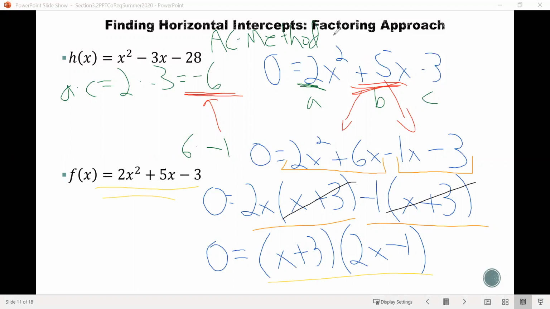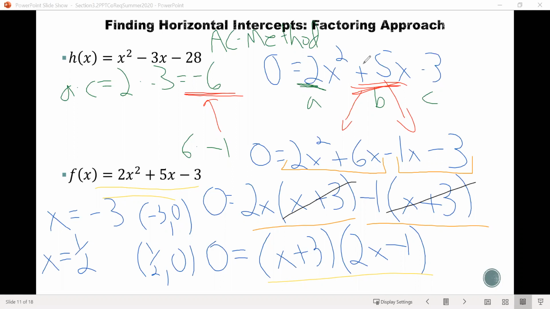The next thing then is to take each piece there and set it equal to 0. When we do that, we should get x equals negative 3 from the first one, x equals positive 1/2 from the second one. So therefore, we know that our horizontal intercepts are at negative 3, 0, and 1/2, 0. Okay. Isn't that fun? I believe that it was.